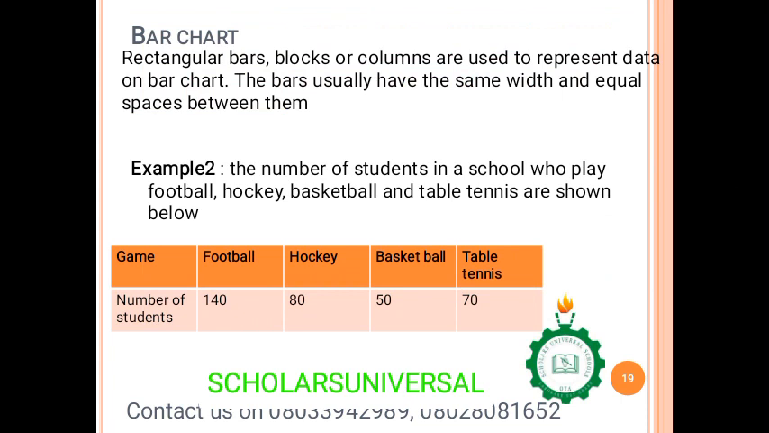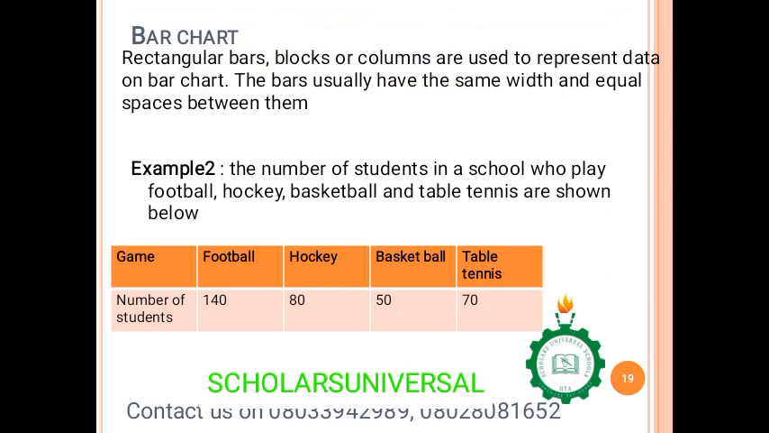Bar chart. Rectangular bar blocks or columns are used to represent data on bar charts. So the bar charts usually have the same width and equal space between them. For the bar chart, you make sure that the width must be the same. You just don't draw it anyhow. You look at the width and you make sure you draw it to scale.